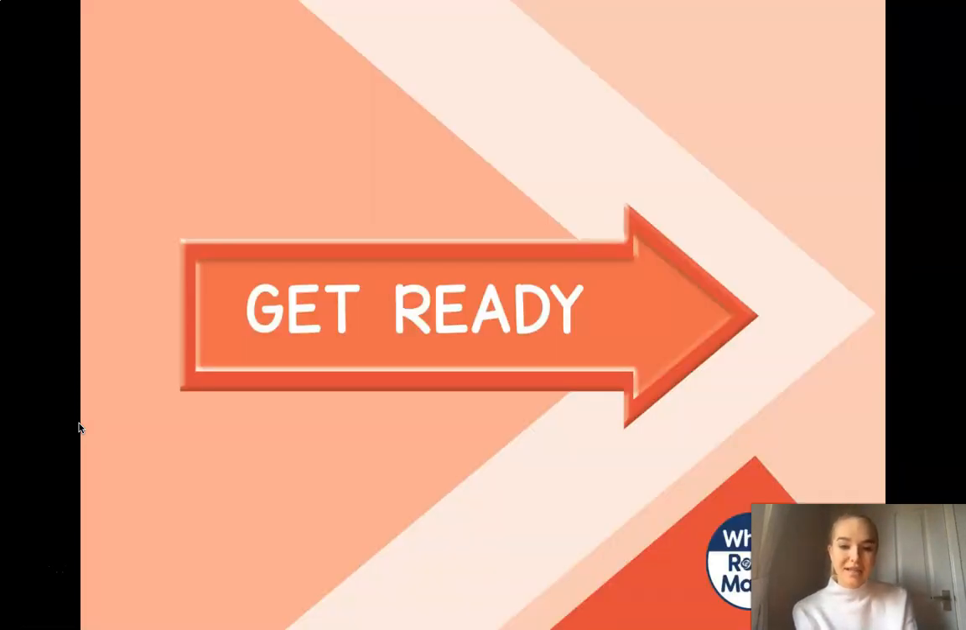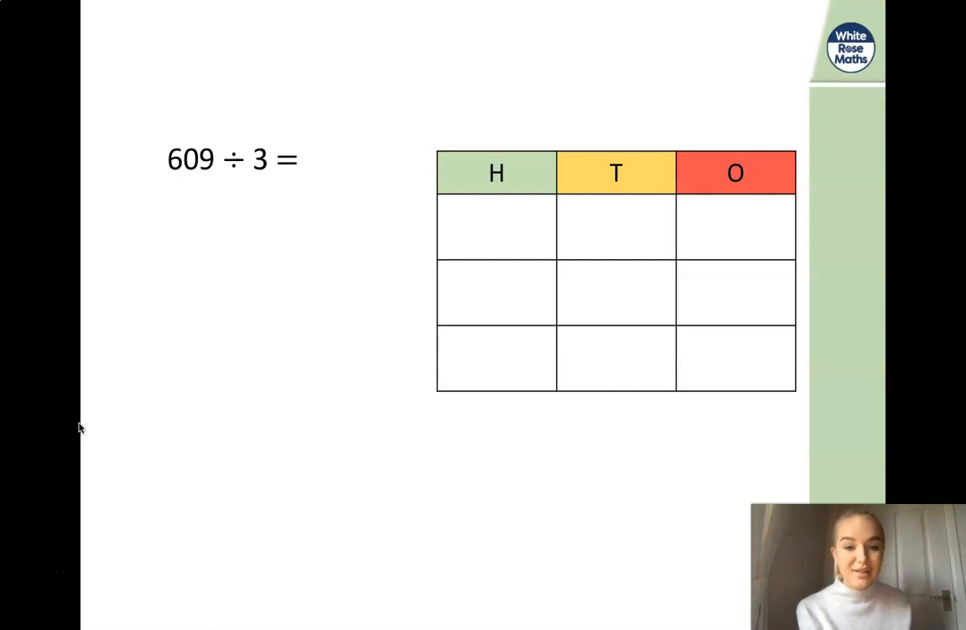Okay then, so today we are going to do exactly the same as yesterday, but this time we're going to be looking at dividing 3-digit numbers by a 1-digit number. So here I am working out 609 divided by 3. You will notice that my place value chart looks a little bit different to what we've previously looked at. Can you see what's different about it? That's right, we have this new column today for the hundreds column. Now we know that we still have 3 rows because we are dividing by 3. The number 3 is our divisor.